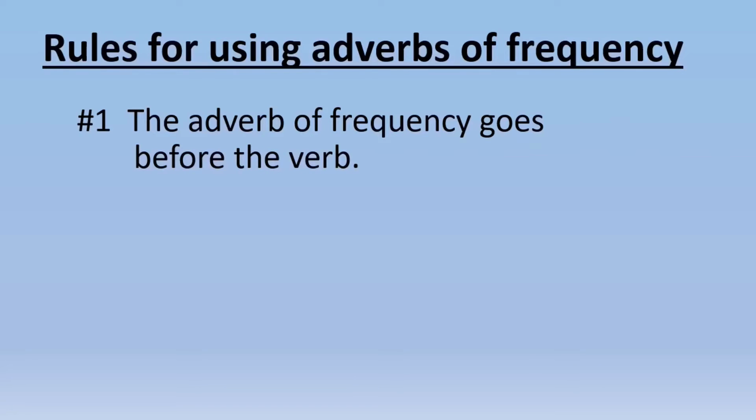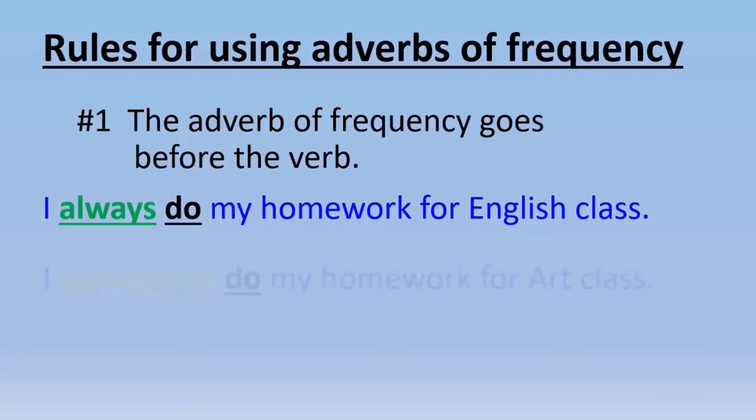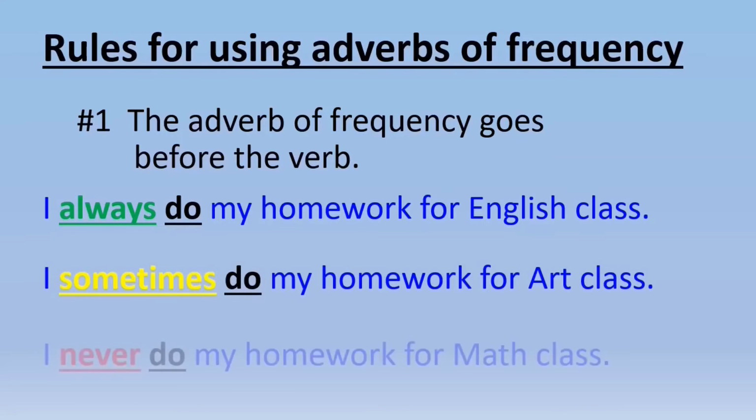There are 3 rules to using adverbs of frequency in English. The first rule is the adverb of frequency goes before the verb. For example, I always do my homework for English class. Always, the adverb of frequency, comes before the verb, to do.